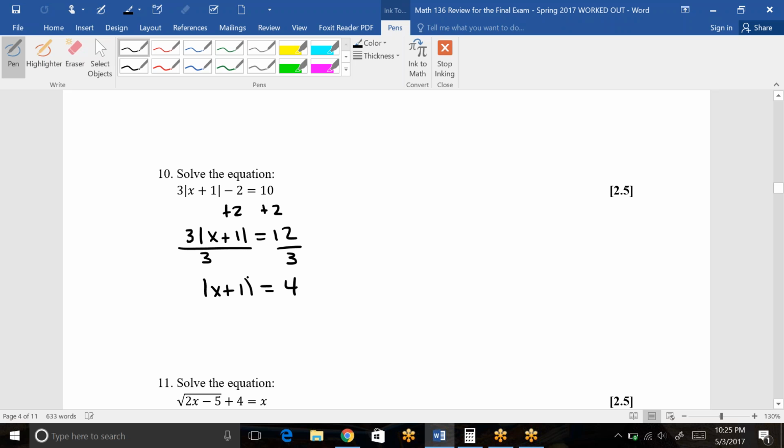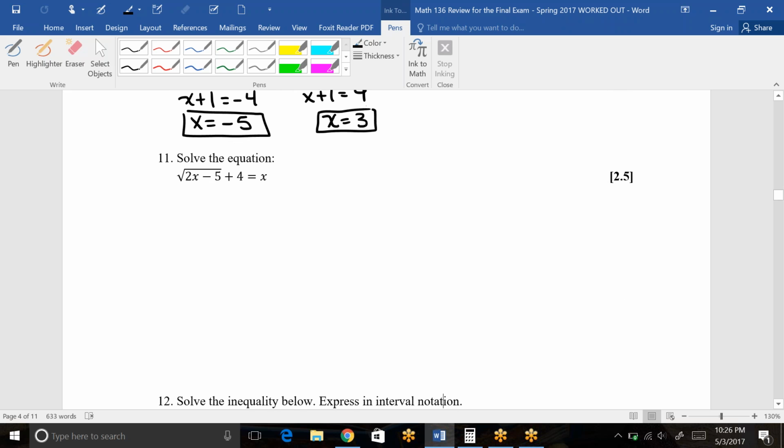Now, when you're dealing with an absolute value equation, there are two possibilities for the inside of this absolute value. Either this was a -4 before they put the absolute value on it, or a +4. So we set the inside, x plus 1, equal to both of those possibilities. So either my inside is -4 or my inside is +4. When we solve, we get the answers of -5 and +3. So two solutions for an absolute value equation.